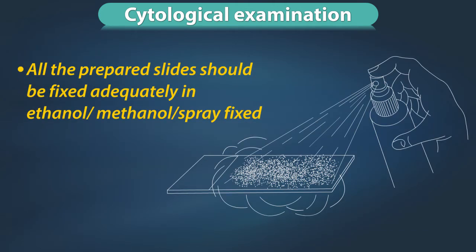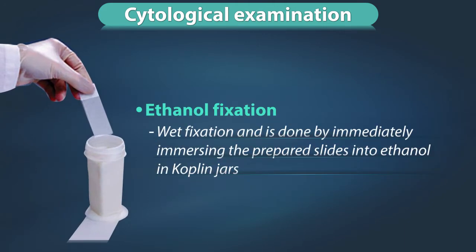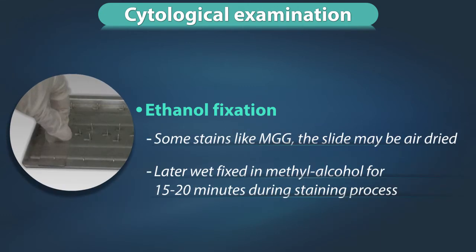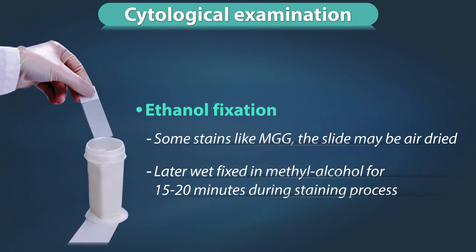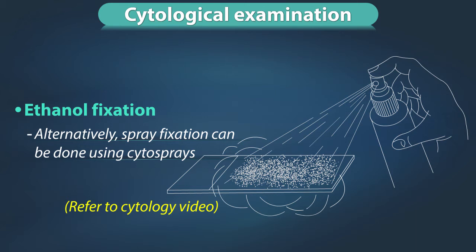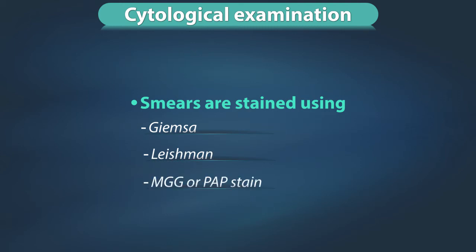All the prepared slides should be fixed adequately in ethanol or methanol or using spray fixation. Ethanol fixation is wet fixation and is done by immediately immersing the prepared slides into ethanol in Coplin jars. For some stains, like MGG, the slide may be air-dried and later wet-fixed in methyl alcohol for 15 to 20 minutes during the staining process. Alternatively, spray fixation can be done using cytosprays. Please refer to the pap smear videos for detailed understanding of cytosprays. The smears are then stained using Giemsa, Leishman, MGG or pap stain for microscopic examination.